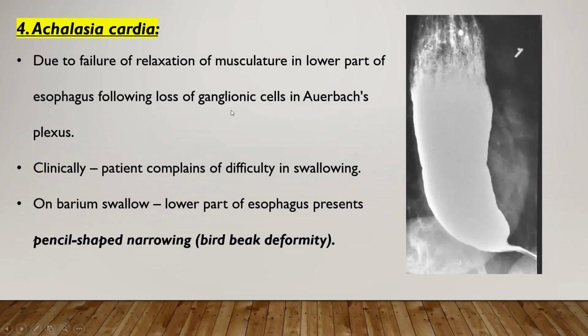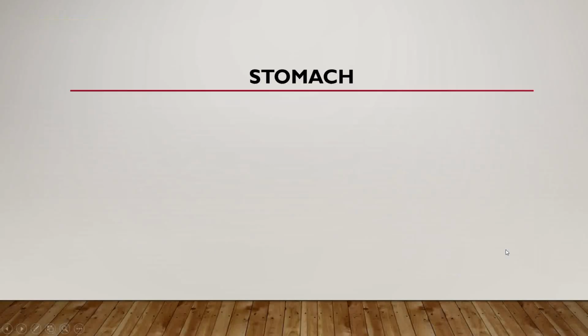Then there is achalasia cardia. It is due to failure of relaxation of musculature in the lower part of the esophagus following loss of ganglion cells in Auerbach's plexus. Clinically, the patient complains of difficulty in swallowing, and when you take a barium swallow image, the lower part of the esophagus presents pencil-shaped narrowing, which is also known as bird beak deformity.